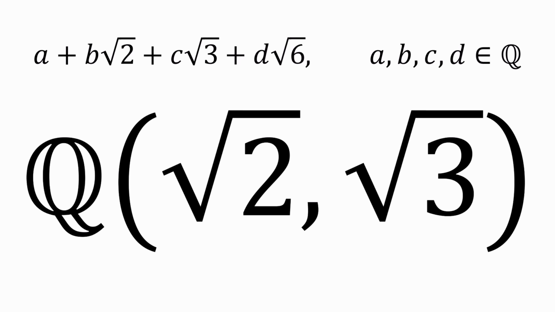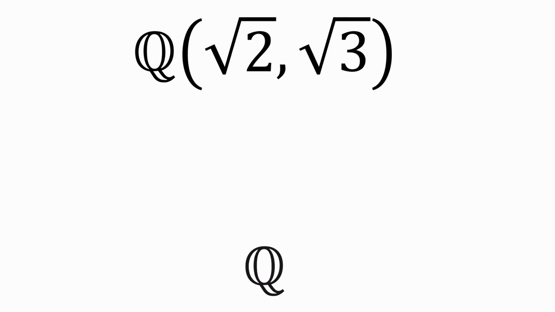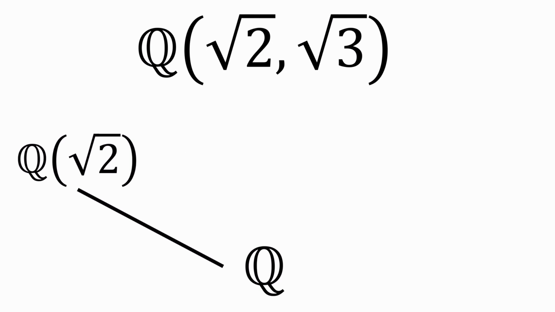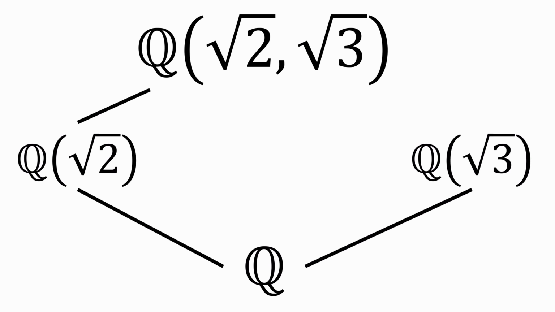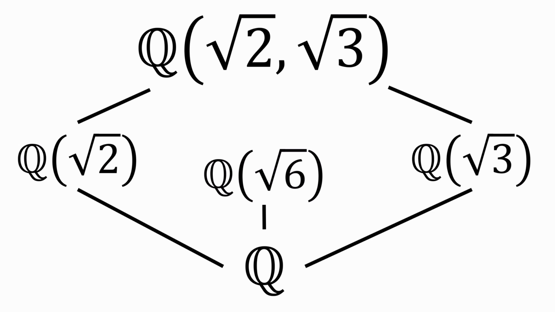There can be multiple ways to get from a base field to an extended field. We could first adjoin root 2 and then adjoin root 3, or we could first adjoin root 3 and then adjoin root 2. There's also a third way. We could first adjoin root 6 and then we can adjoin root 2, and since root 6 over root 2 is root 3, this new field will also contain root 3.